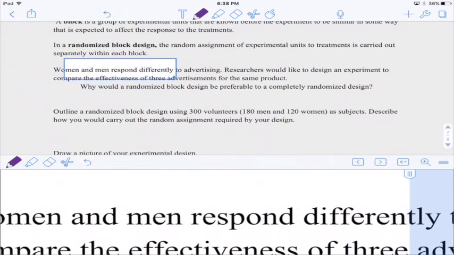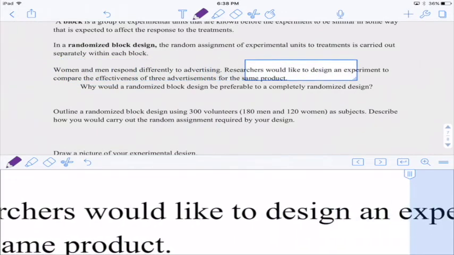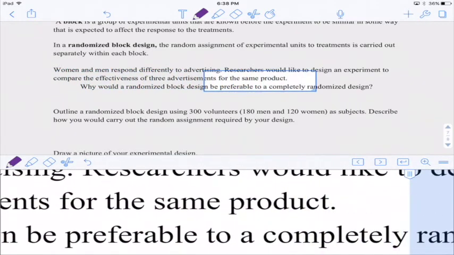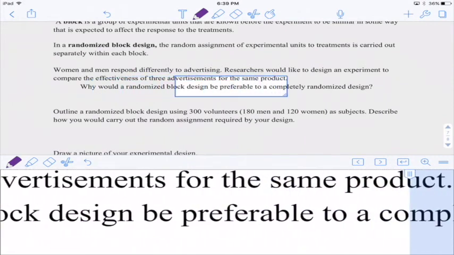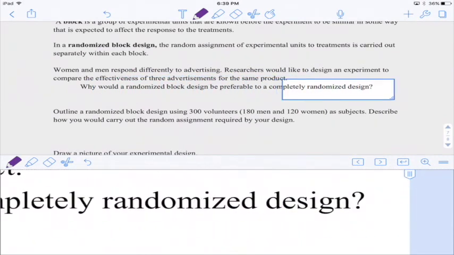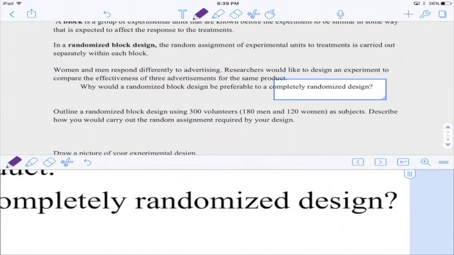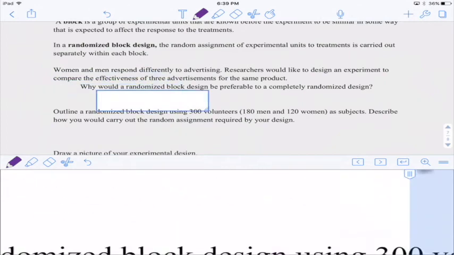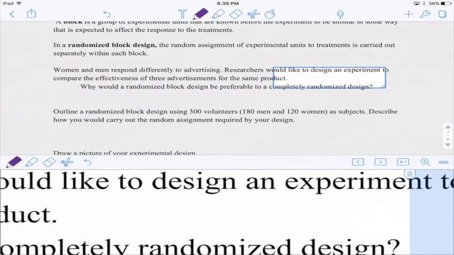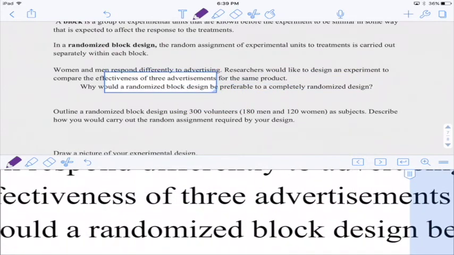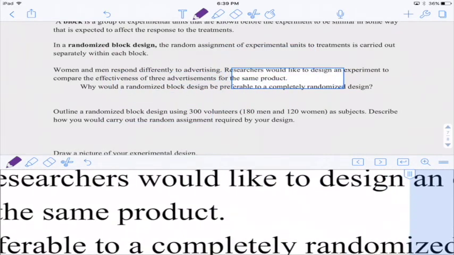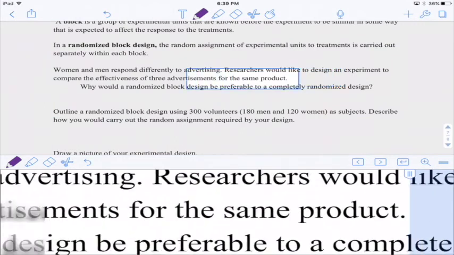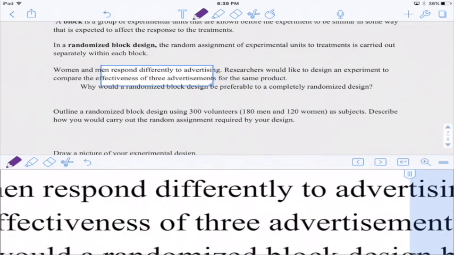Women and men respond differently to advertising. Researchers would like to design an experiment to compare the effectiveness of 3 advertisements for the same product. Why would a randomized block design be preferable to a completely randomized design? Well, the block is going to take into account the men and women, the lurking variables. We would get equal groups for our completely randomized design, but we could get a group of men and a group of women and then randomly assign, and we can get better and more information as to what this advertising is going for, because the advertising might be geared towards men or women separately.